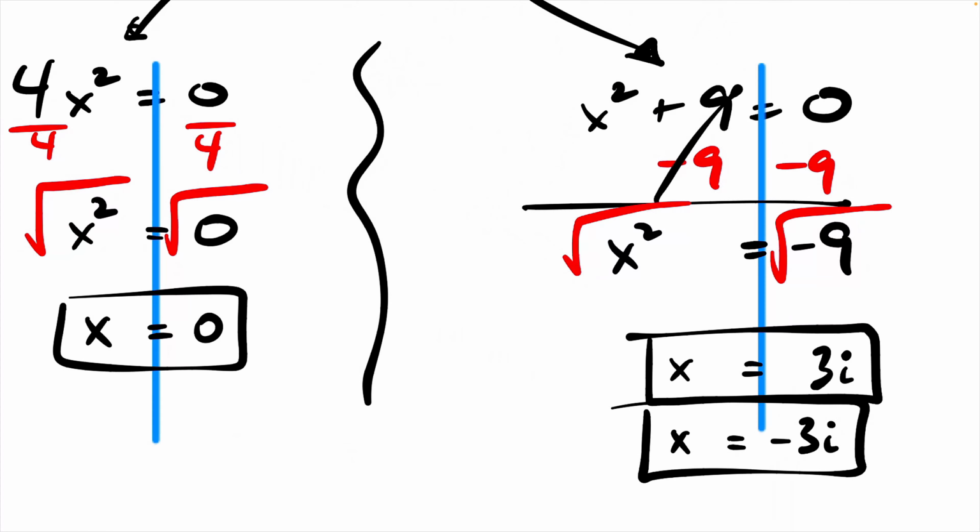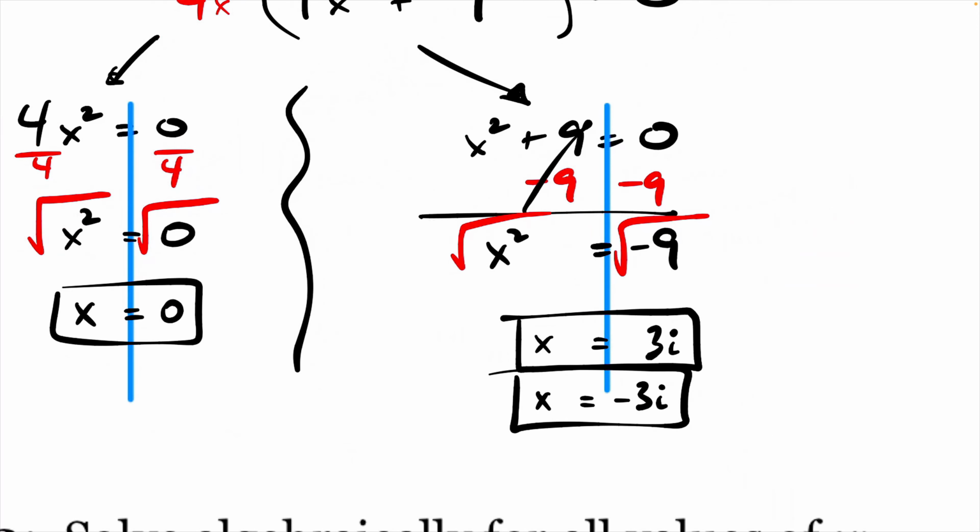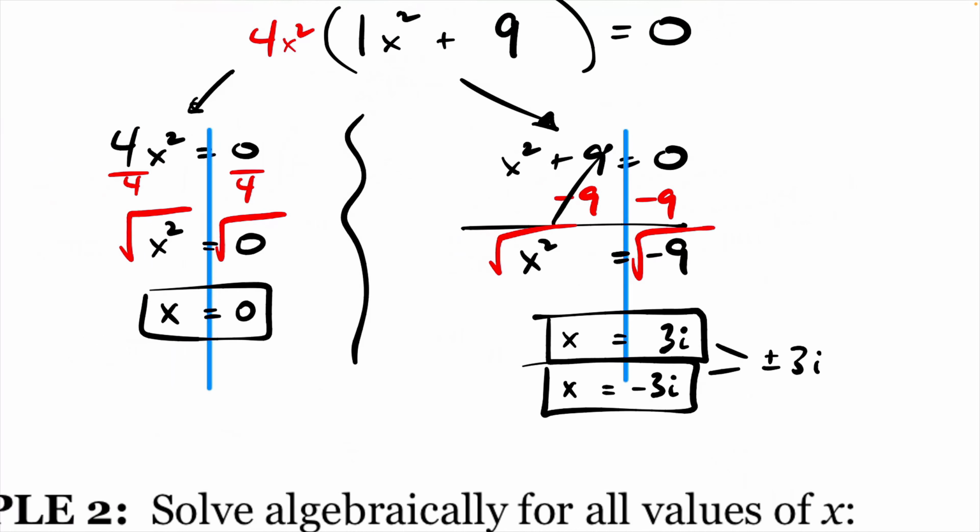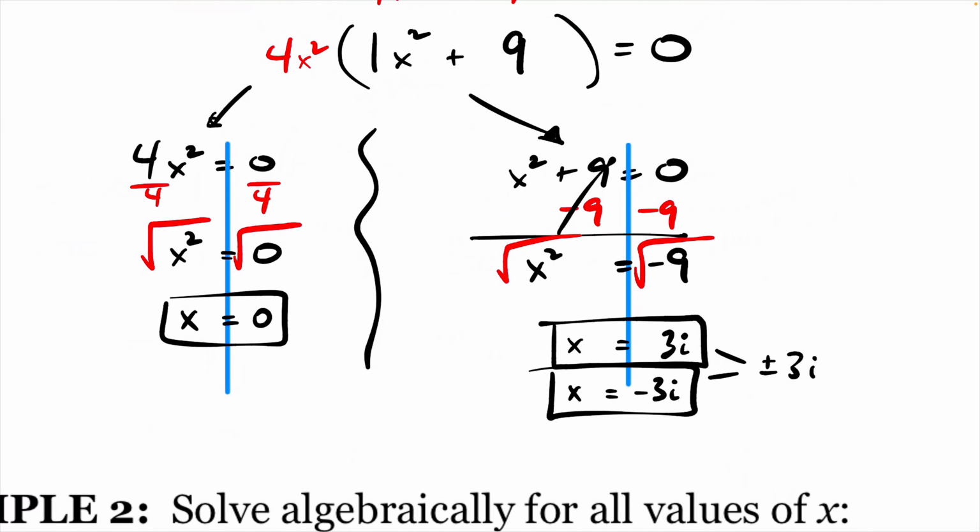Okay? So when you have an i and you're solving, you're always going to have a positive version and a negative version. You can just say plus or minus 3i. You can write that too. Either one is okay, but there's always going to be a positive and a negative version of i. Always. 0 didn't have an i, so I don't need a positive and negative 0. Regular numbers, you don't need that. But for i, you need them both. Always have two i's, positive and negative.